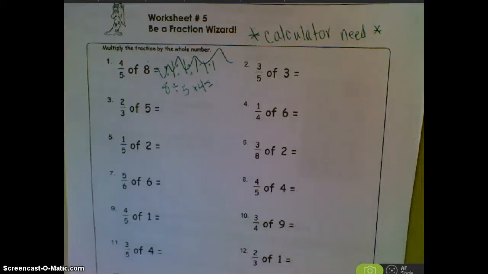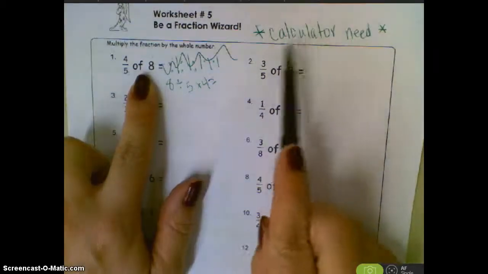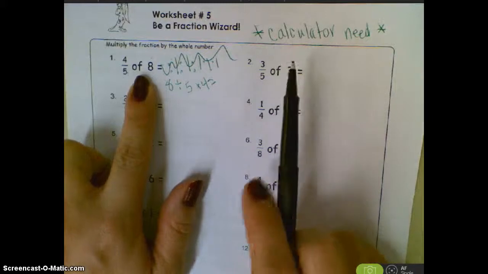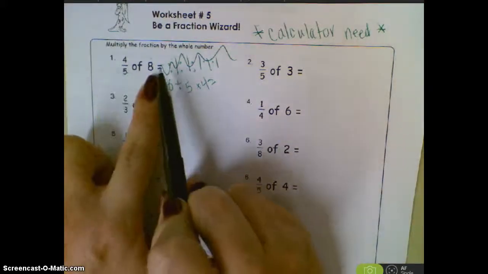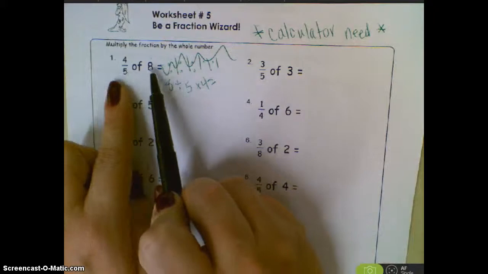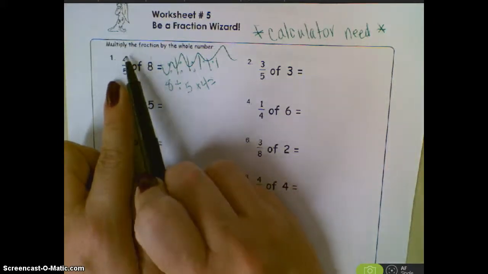Okay, fifth graders, so your homework tonight is much like we were working on in class, only this time you'll be using the algorithm a lot more than you will be using the pictures. We were actually using cubes today. We wrote in our homework that a calculator is needed for this one, so make sure you have a calculator handy. The first part of the algorithm says 8, and then you divide by the denominator, and then you're going to multiply by the numerator.